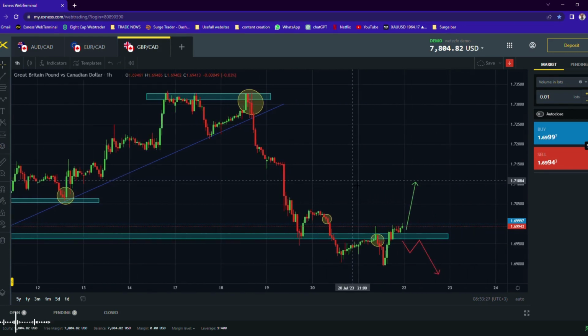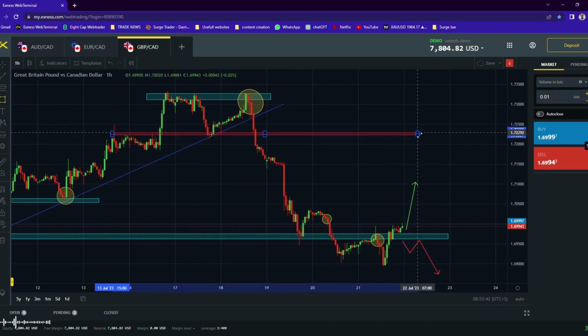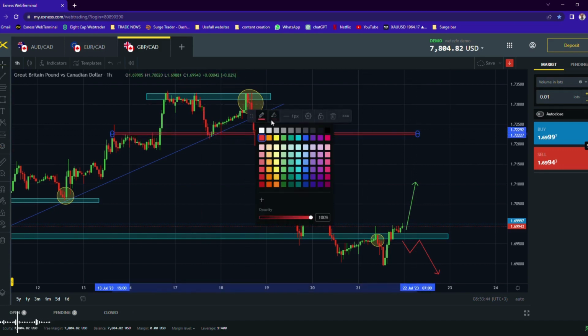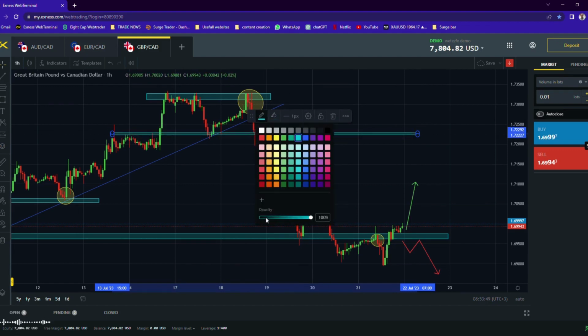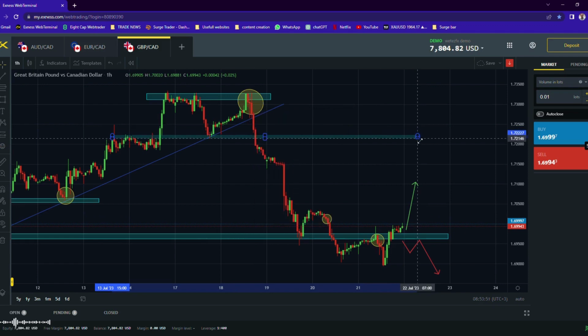But for GBP Canadian, you have to wait until the London session, because mostly in the Asian session you won't get any volume. So this will be some of the targets we'll plot for GBP Canadian as soon as it confirms. Let's plot some targets right there.